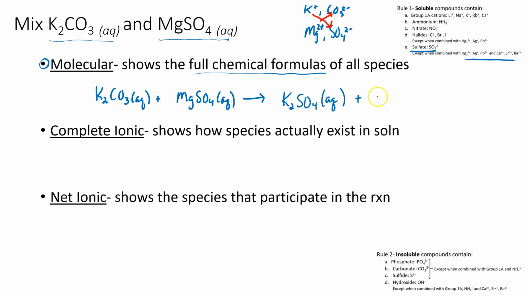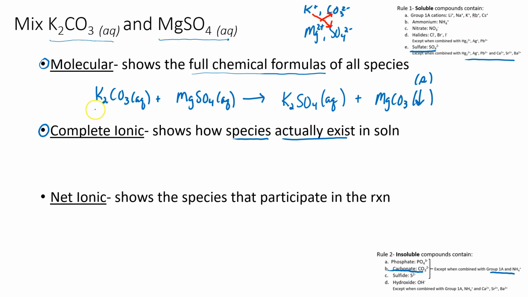And then our other product is going to be magnesium carbonate, and magnesium is a +2, carbonate is a -2. The formula of that compound would just be MgCO3, and I've got to decide if that's soluble or insoluble. Well, all carbonates are insoluble, and I don't have an exception. That is our precipitate. If you want to, you could have used S here for solid. The next thing we should do is make sure that this equation is balanced, and I do think that it is balanced.